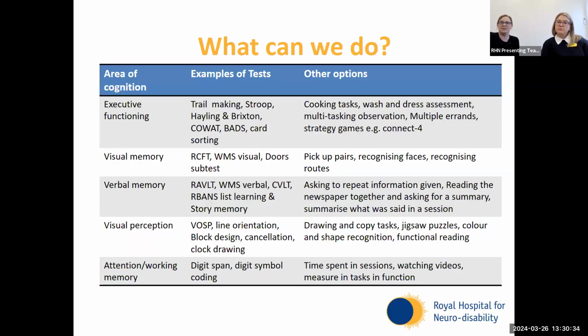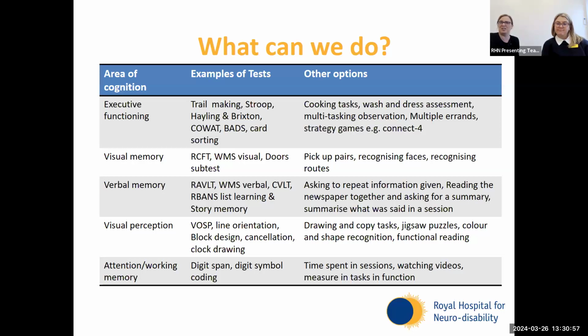Okay, so these are some examples of how one can assess these various functions without necessarily getting those standardized tests, which are in the middle column out, but thinking much more functionally. So cooking tasks, washing and dressing, which our OT colleagues may be leading and we may potentially be doing jointly. All sorts of games.